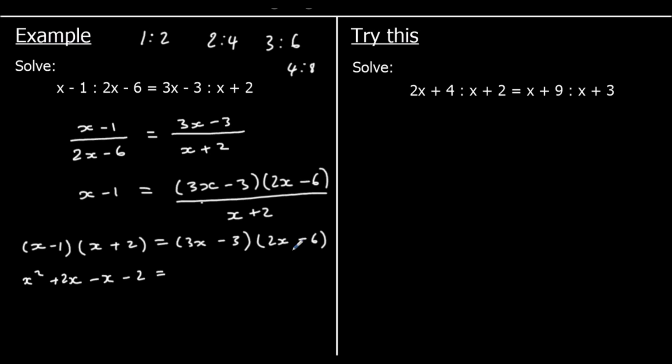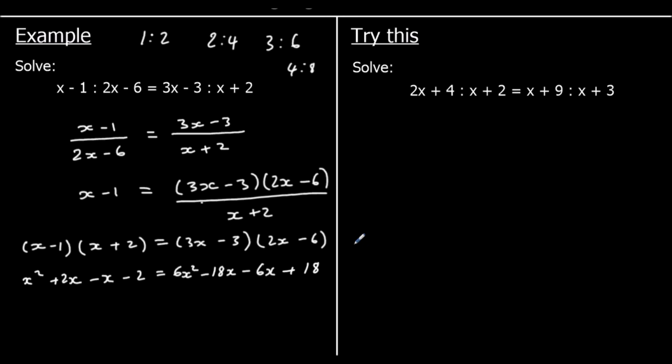3x times 2x on the other side, that's 6x squared. 3x times negative 6, negative 18x. Negative 3 times 2x, negative 6x. And negative 3 times negative 6 is positive 18.